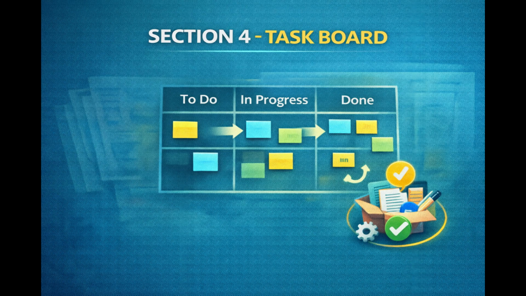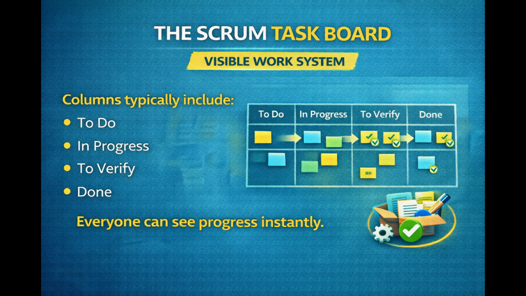Section 4. Task Board. Now we make work visible. The Scrum Task Board is a visual control system. It shows what needs to be done, what is in progress, what is waiting for verification, what is complete. Typical columns: to do, in progress, to verify, done. As work moves forward, cards move across the board. This eliminates hidden work. Anyone can see the sprint's health instantly.